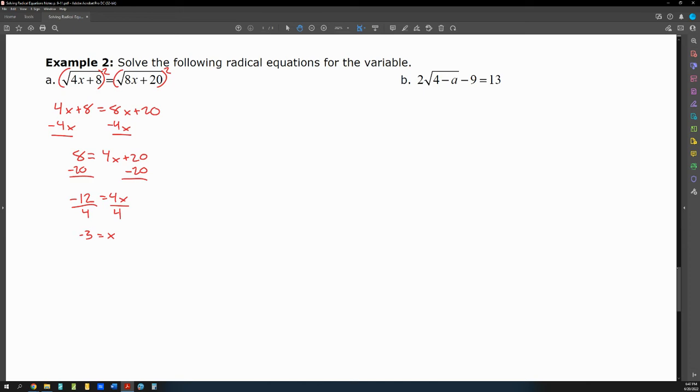Okay, now we have to check. This is where we check whether or not this solution of -3 is extraneous. So I'm going to go into both of these original radicals and plug in -3 for x and see if that causes my radicand to be negative.